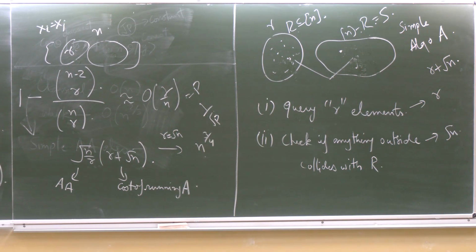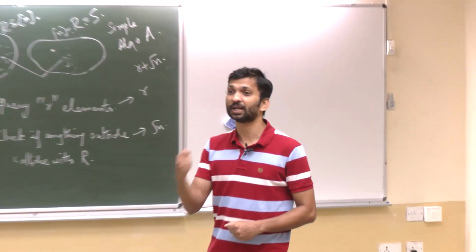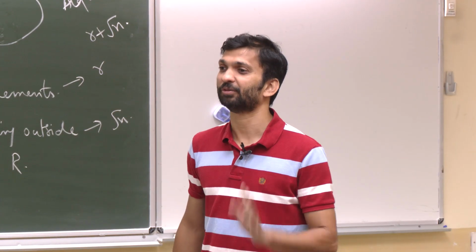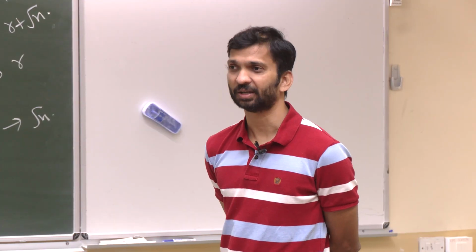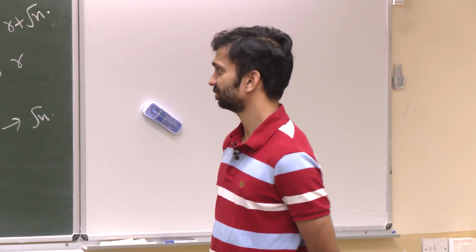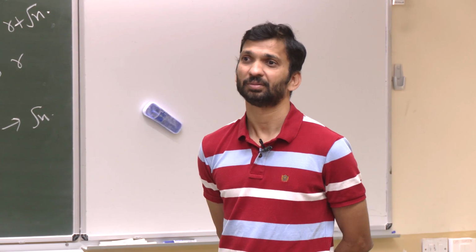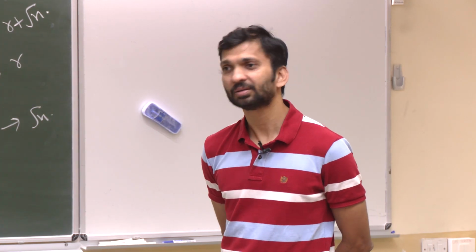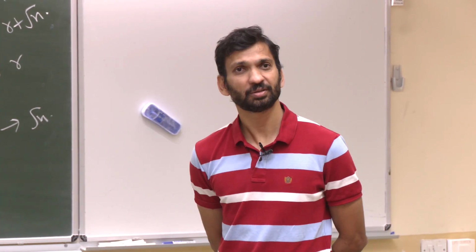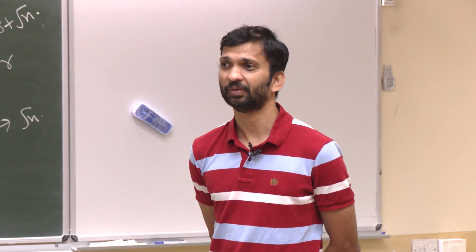So a simple application of amplitude amplification has improved your complexity from order n to n to the 3 by 4. So this is a nice tactic. You create an algorithm whose success probability was actually pretty bad, r by n, right? But then we can use amplitude amplification to get it to constant very, very quickly.